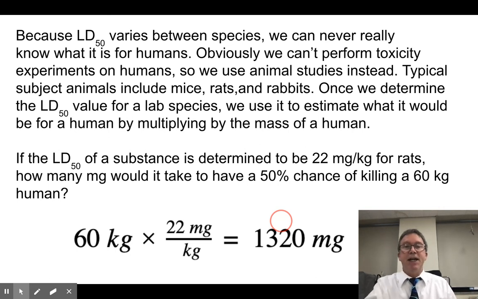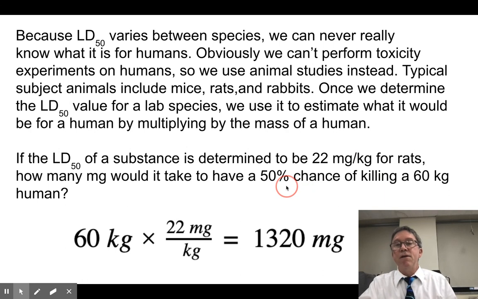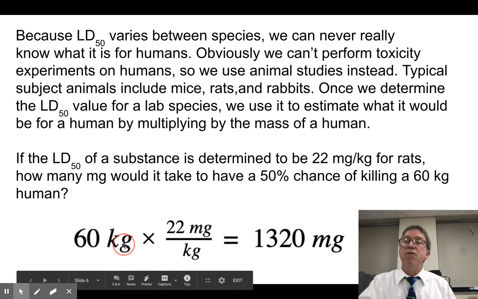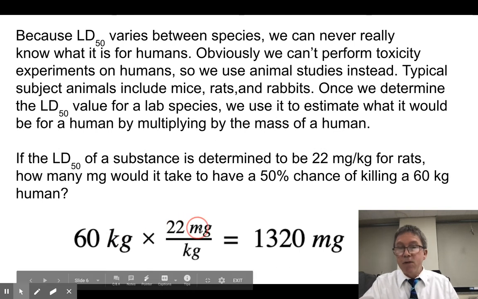Let's say that we determined that the LD50 for a particular substance is 22 milligrams per kilogram, and that's what we find in rats. Well, what's a human likely to die from? We'd say the LD50 for a human is going to be the same thing, we will assume. And then we ask, what is the mass of the person? What's the 60 kilogram person who got exposed? We'll use dimensional analysis: put the 22 milligrams in the numerator, the kilograms in the denominator, and we get 1,320 milligrams.